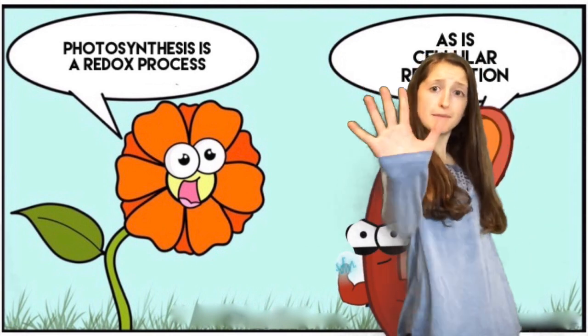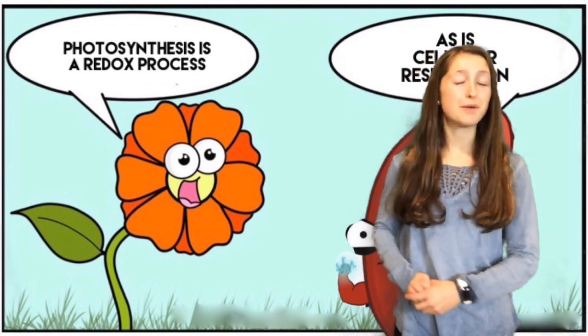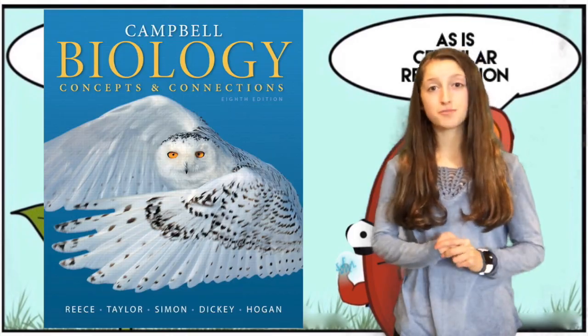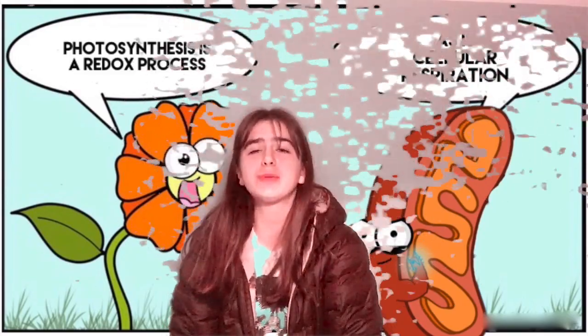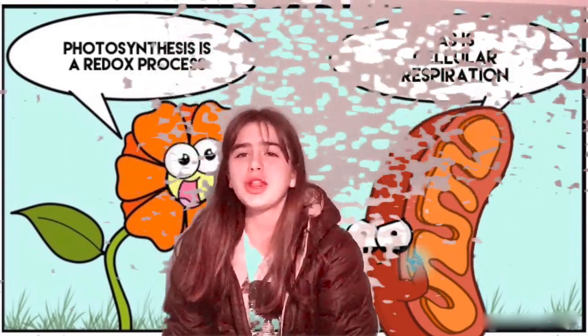During today's 5-minute lesson, we'll be discussing Chapter 7, Lesson 4 in our Honors Biology textbook. It's all about how photosynthesis is a redox process, just like cellular respiration.